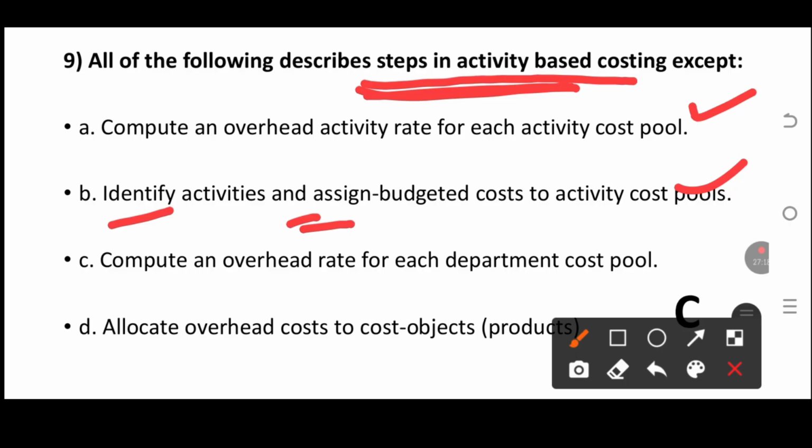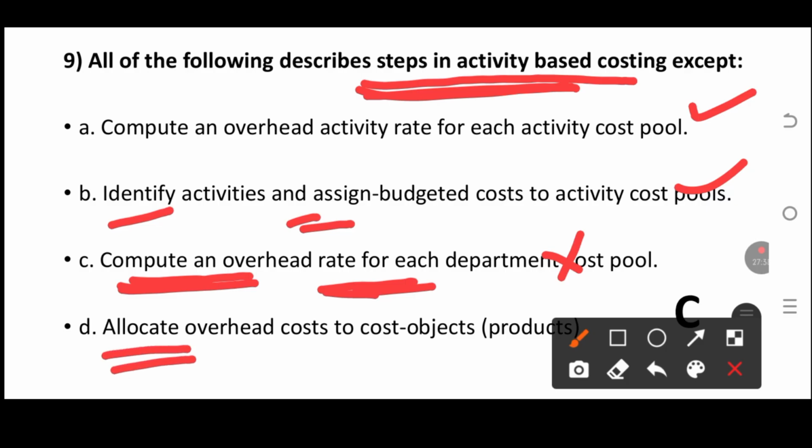C, computing an overhead rate for each department cost pool, is not basically a step. This is not the correct step. D, allocating overhead costs to cost objects or products, is a step, but computing a departmental rate is not. So the question says activity-based costing except, and the exception is C. C is the correct answer because it's not a step for activity-based costing.